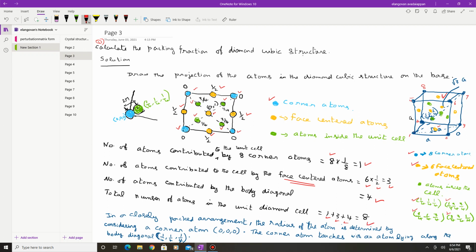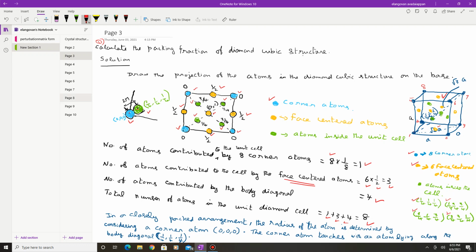Now in a closely packed arrangement, the radius of the atom is determined. We have to find the radius of the atom. Here you consider an atom at the corner 0 0 0, and another neighboring atom at 1 by 4, 1 by 4, 1 by 4. These 2 atoms touch each other along the body diagonal of the cubical structure. So if they touch, the distance between the 2 atoms is 2r, if r is the radius.